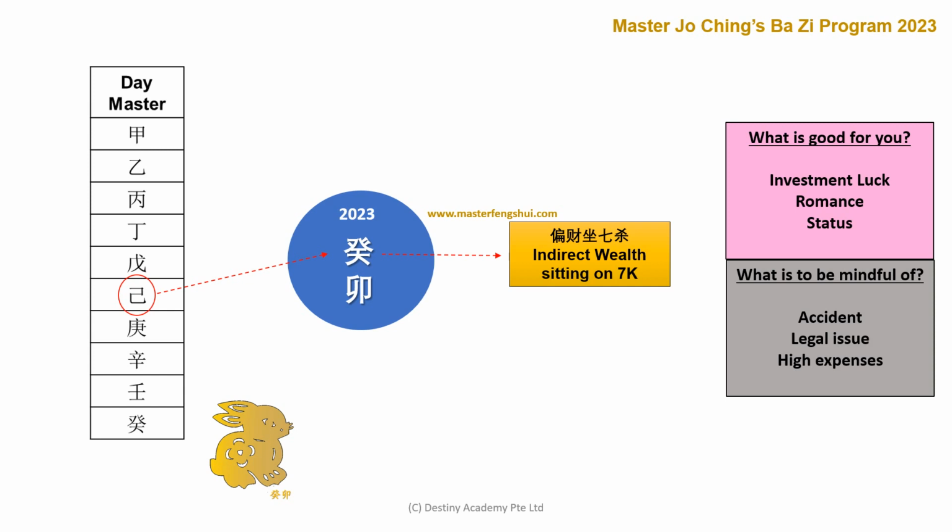What is to be mindful of? Accident is one thing, because it's 7 killing. Legal issues, especially if 7 killing is your unfavorable element. High expenses are to be expected, because although this indirect wealth can bring you money, it can also mean you reinvest it out, and therefore your money will experience an outflow. So be very mindful of what you are investing in, especially in such a volatile climate.